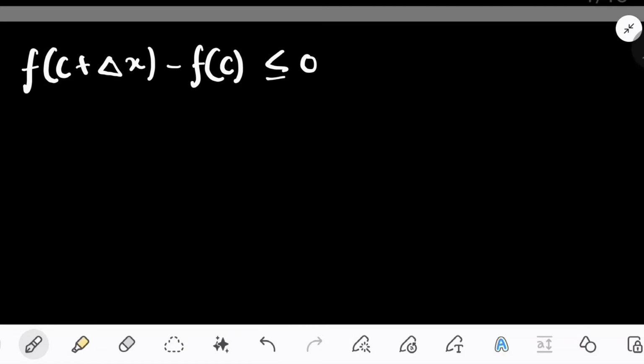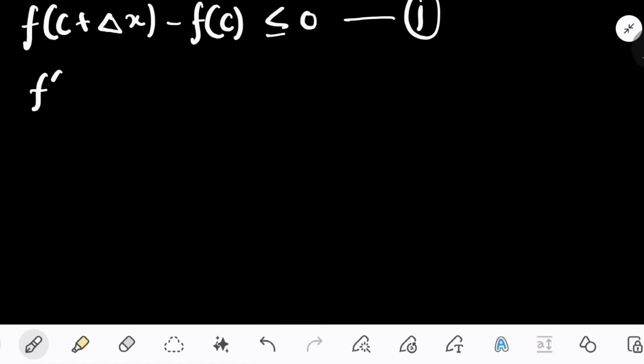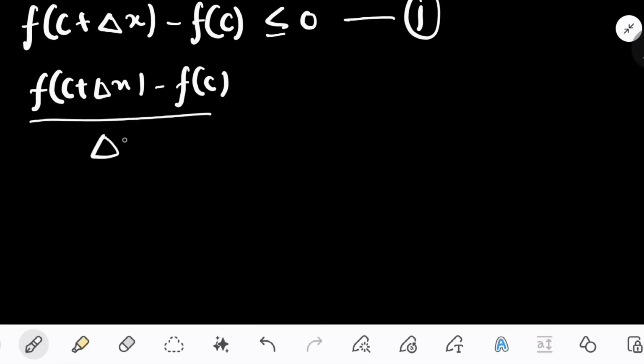So what does it tell? It tells that... wait. So this is your equation 1. Now just see, f dash at C plus delta x minus f dash at C divided by delta x will be greater than 0 for delta x less than 0.